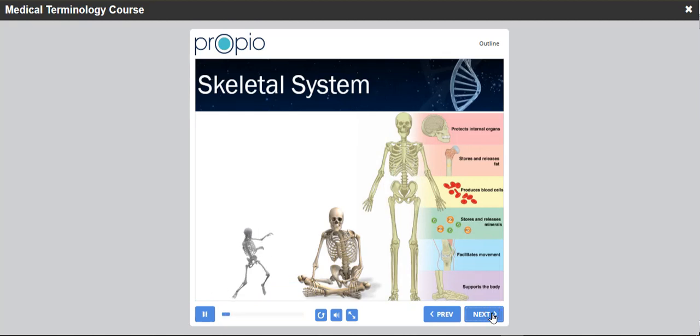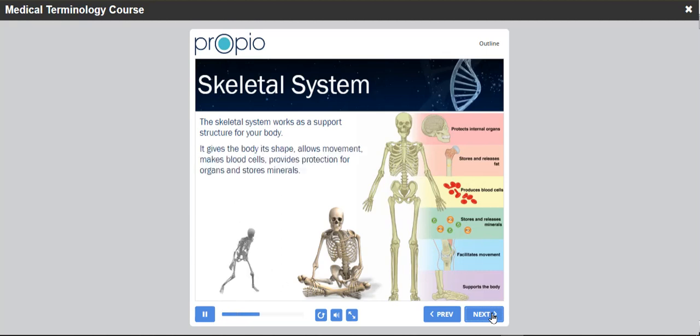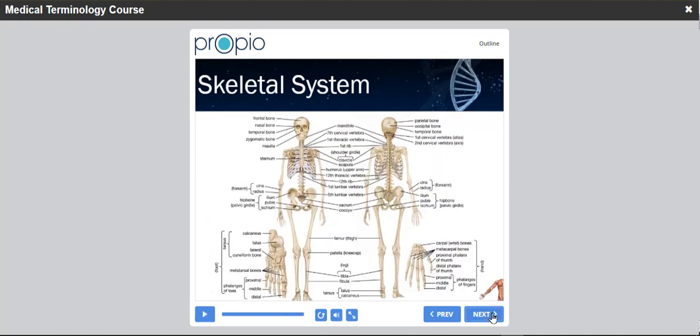Skeletal system. The skeletal system works as a support structure for your body. It gives the body its shape, allows movement, makes blood cells, provides protection for organs, and stores minerals.